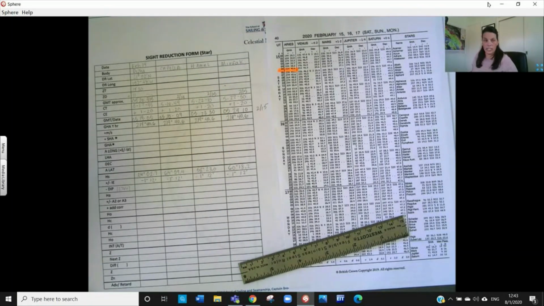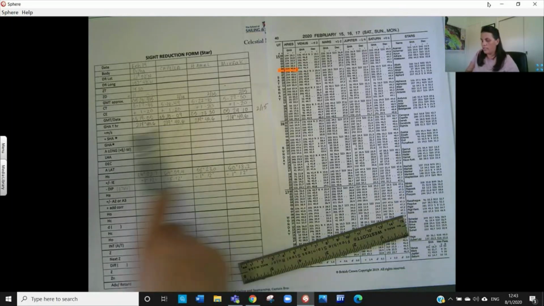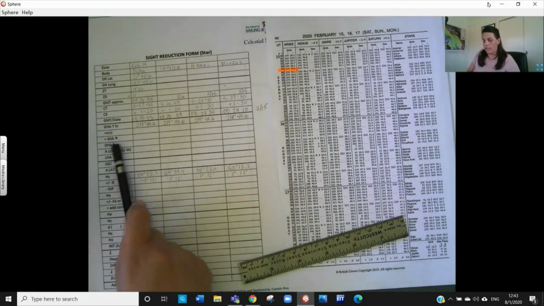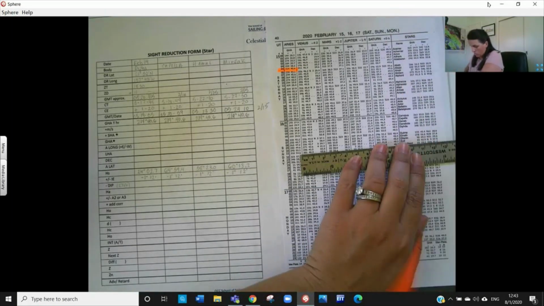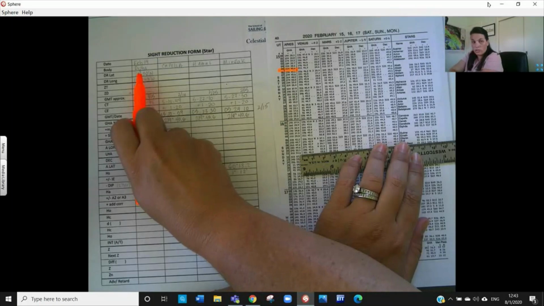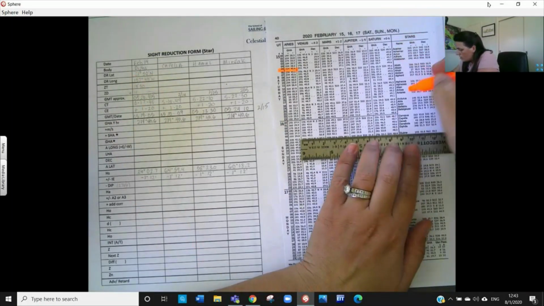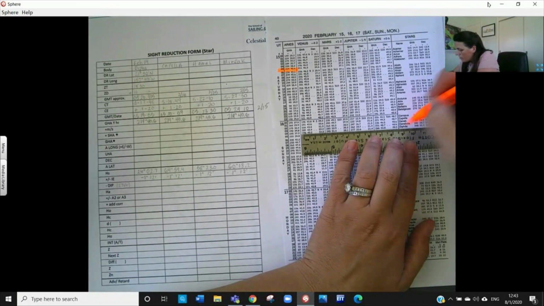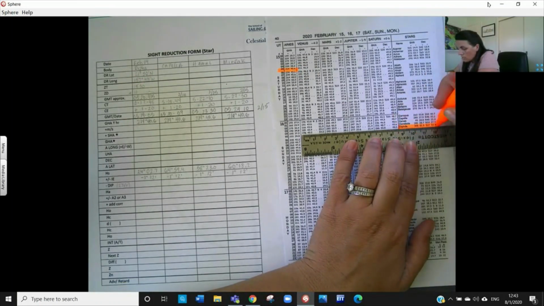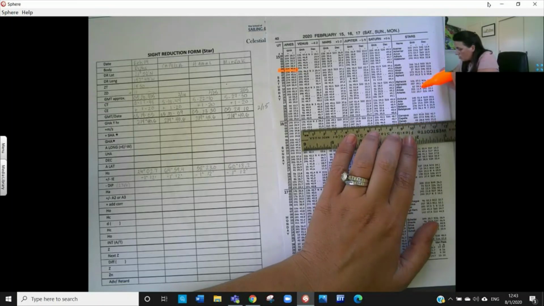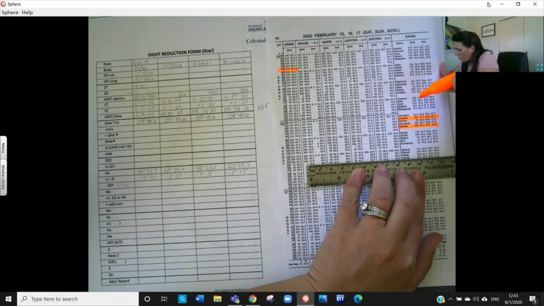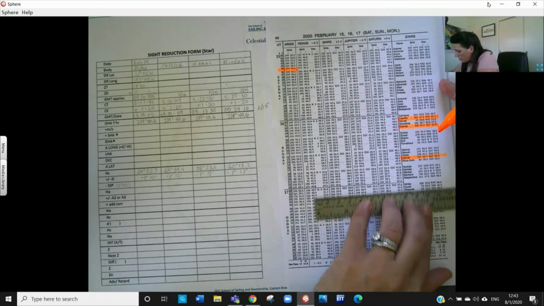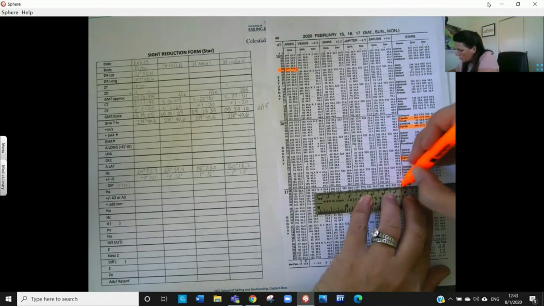So now I have my GHA. Before I go to minutes and seconds, I'm going to write in my SHA of the star. On this page, we have our 4 stars, and they're in alphabetical order here. We have Diphda, and we have Capella, Hamal, and Mirfak.